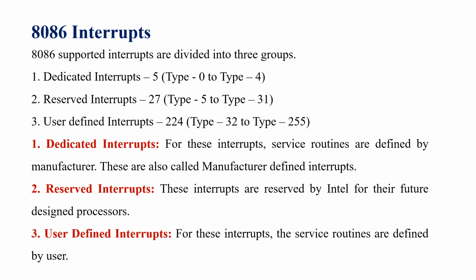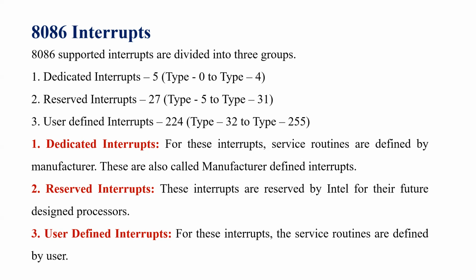The first one is the dedicated interrupts. For these interrupts, service routines are basically defined or written by the manufacturer. Because of that reason, these dedicated interrupts we can also call manufacturer defined interrupts. That's why these are called default interrupts or dedicated interrupts or manufacturer defined interrupts. These are 5 in count.